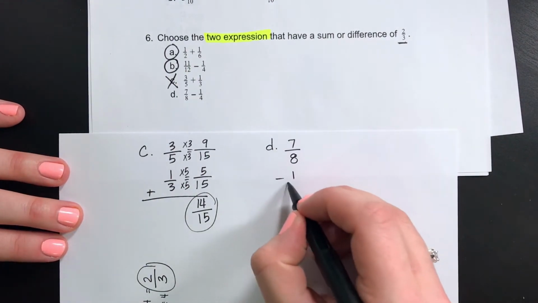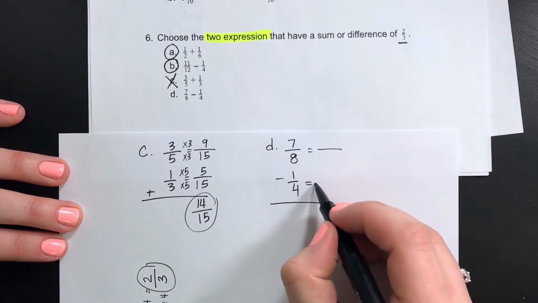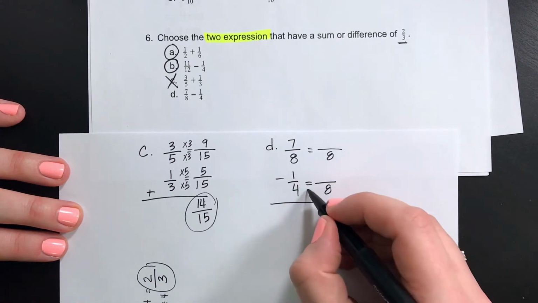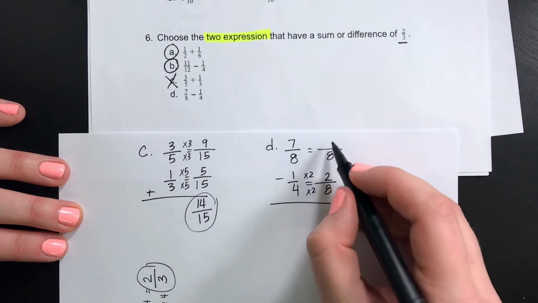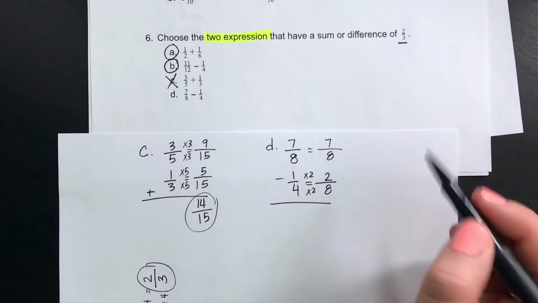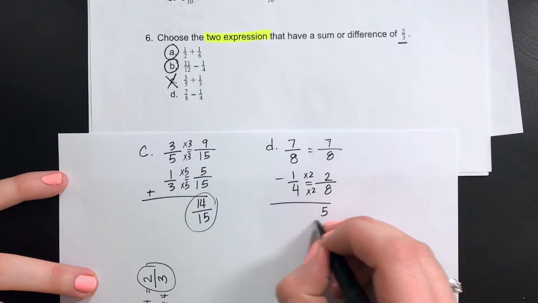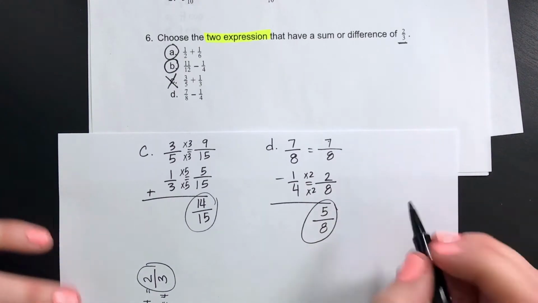7/8 minus 1/4. Again, we're going to find a common denominator here. 4 can fit into 8, so let's just use 8. 4 times 2 is 8. 1 times 2 is 2. And here we don't need to change anything. So that we're subtracting, 7 minus 2 is 5. And we bring down our 8. So here we end up with 5/8.